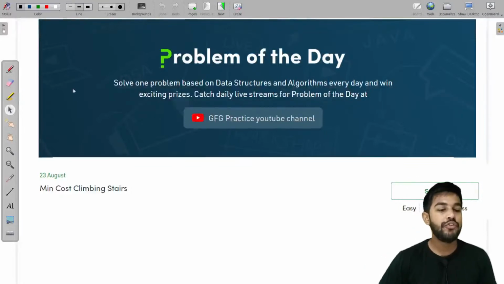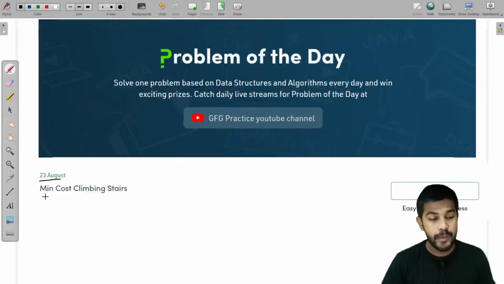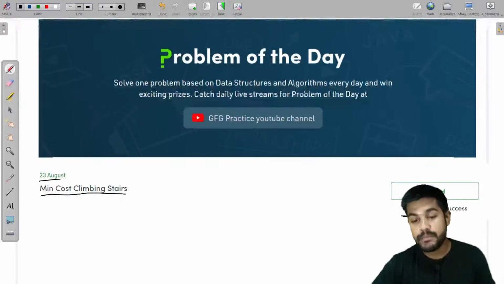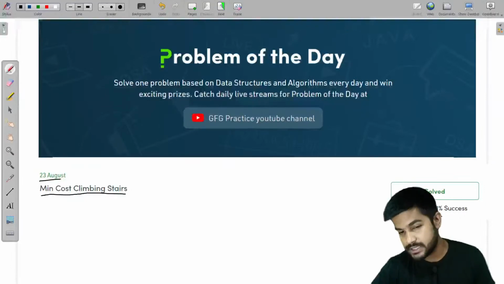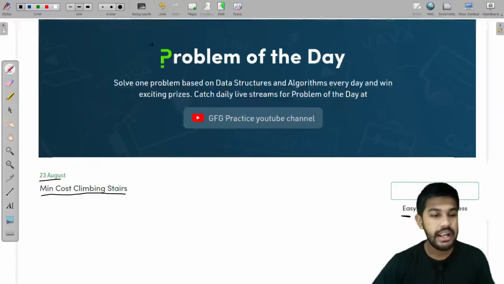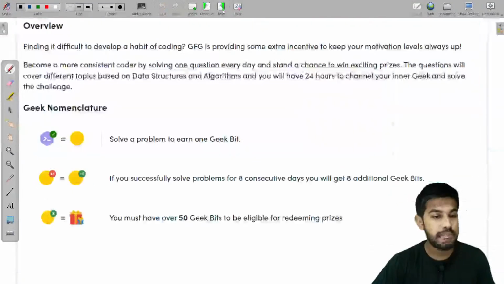Okay, so today we would be solving yesterday's problem, that is of 23rd August, and the problem name is Min Cost Climbing Stairs, and it was an easy problem with a success percentage of 68%. Now let's move to the second part.